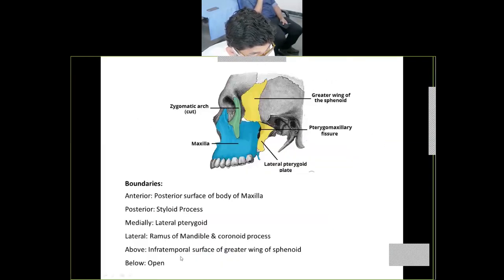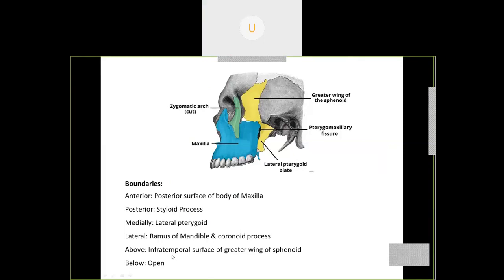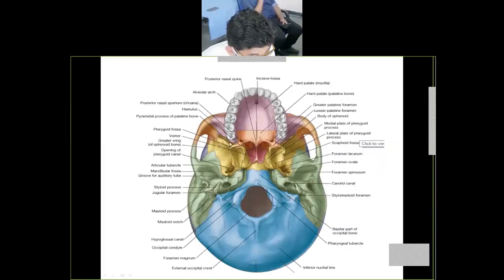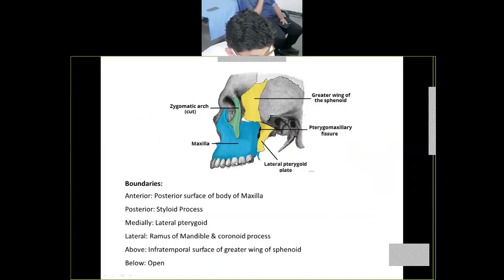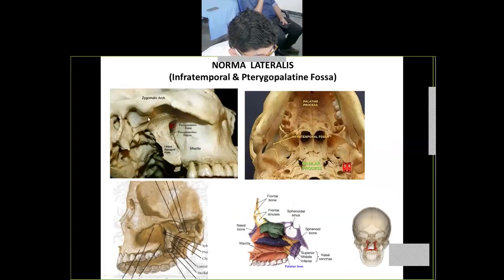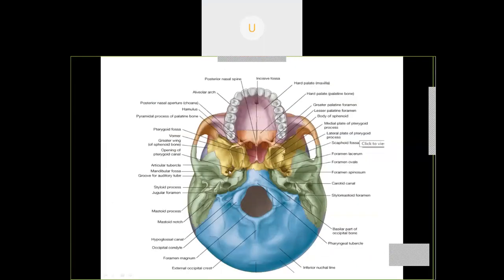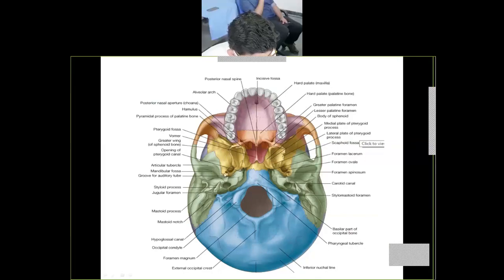Okay, then above we have seen already. What is above? The inferior surface of the greater wing of sphenoid. So above this area will be the inferior surface of the greater wing of sphenoid. What is there in the inferior surface of the greater wing of sphenoid? Two foramens, foramen ovale and foramen spinosum.